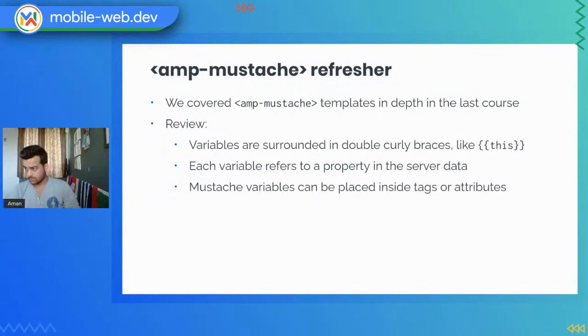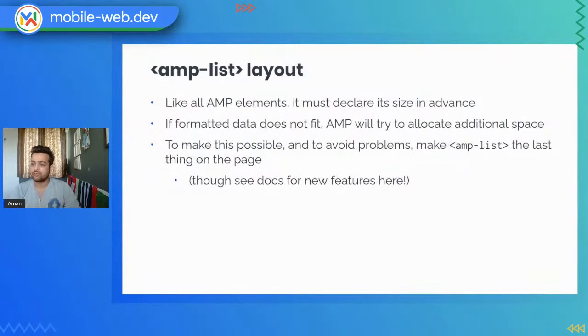And you can place mustache variables inside attributes and tags, or just put them inside normal HTML to print any data. For this example, we will be using a component called amp-list. amp-list is a component that repeats the data like a repeater, so you just need to create one example of the item and then amp-list repeats it. Something like an e-commerce store landing page where you have multiple products listed.